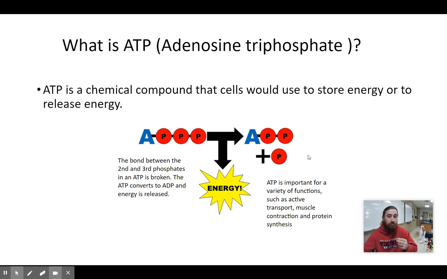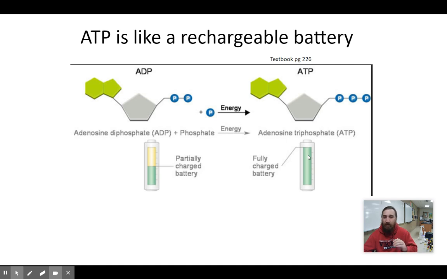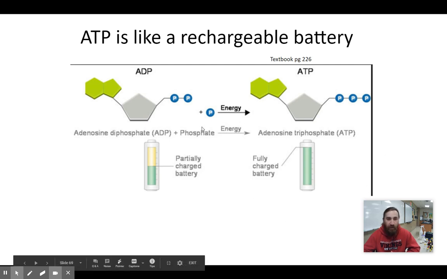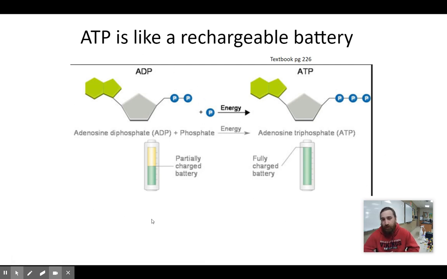So what we're going to compare this to is a full battery and a half charged battery. So our ADP, 2 phosphates, is a partially charged battery. Our ATP, our 3 phosphates, is a fully charged battery. Now, if you could take a wild guess, what does the D stand for? Hopefully, you got it, meaning di. So adenosine diphosphate. Now, di means 2, tri means 3. So adenosine diphosphate is 2 phosphates. Adenosine triphosphate is 3 phosphates. So ATP is a full battery. ADP is a half charged battery, a partially charged battery. Okay, there's no exact ratio of how charged it is. It's just to kind of help you guys visualize what we're talking about.